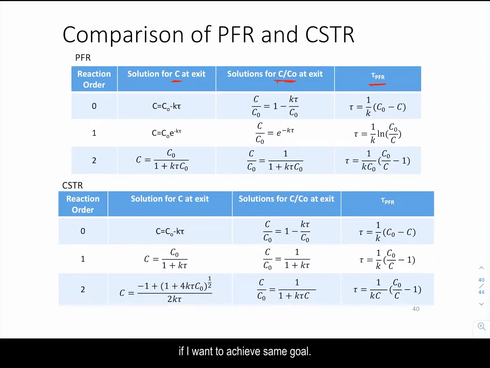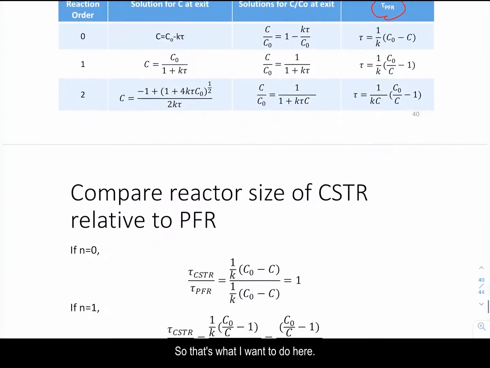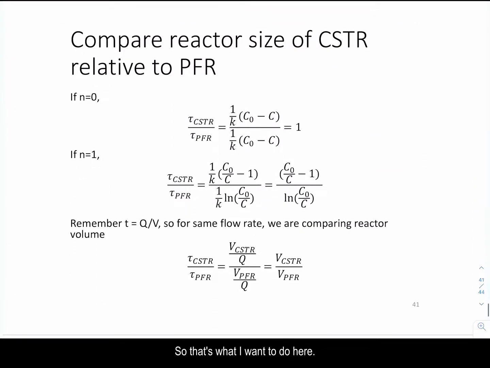If I want to achieve the same goal, whether it's 99% removal or 99.99% removal, I can oftentimes achieve them using either PFR or CSTR reactors. And then they can be compared using something like tau PFR and so on, right? So that's what I want to do here, okay? So compare the reactor size of the CSTR relative to the PFR.